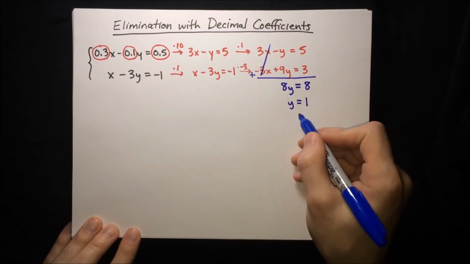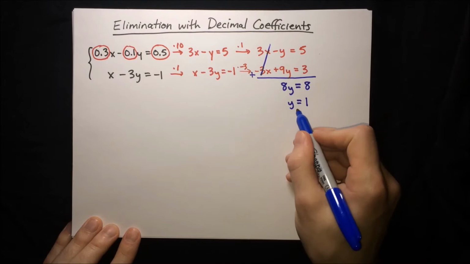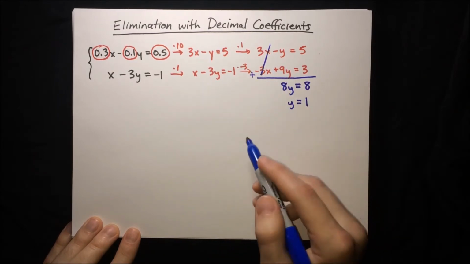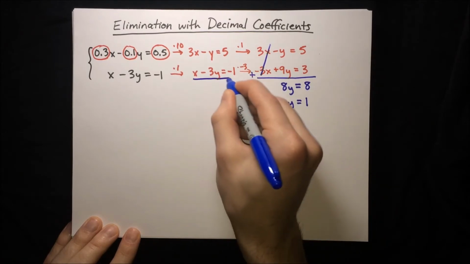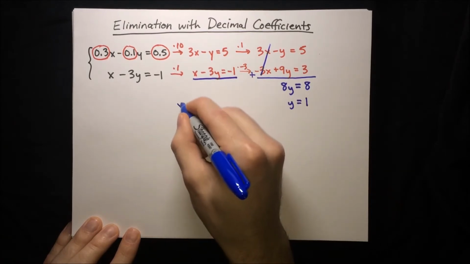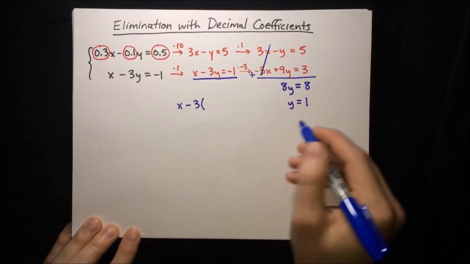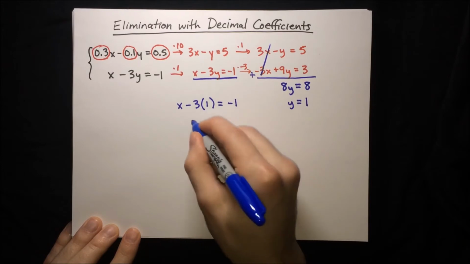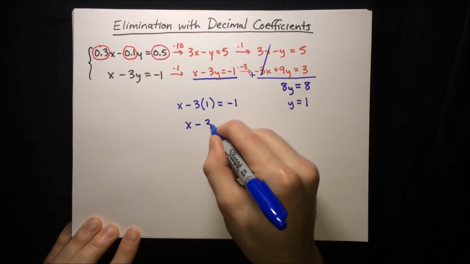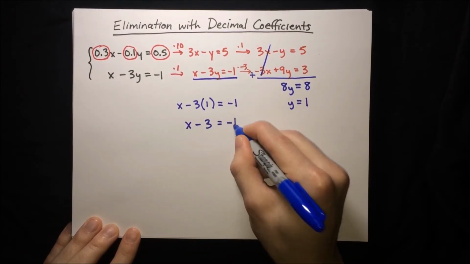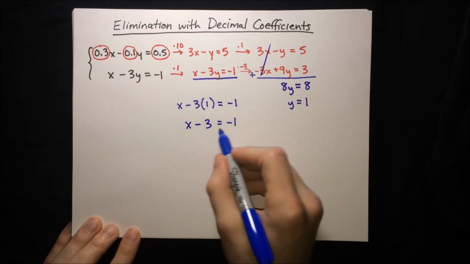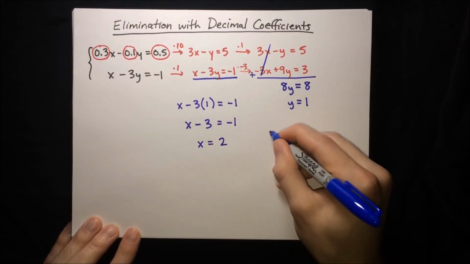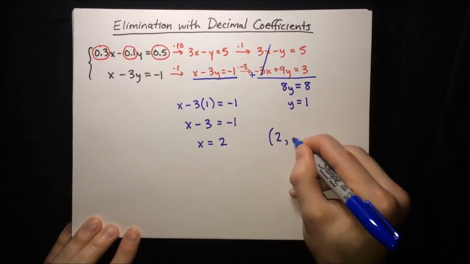Now it just remains to figure out what x is, and to do that we can substitute y in any of these equations. Let's try to choose the simplest one. How about this one right here? So x minus 3, y is 1, so x minus 3 times 1 equals -1. So x minus 3 equals -1, and then adding 3 to both sides, we get x equals 2. So our solution here is x is 2 and y is 1.